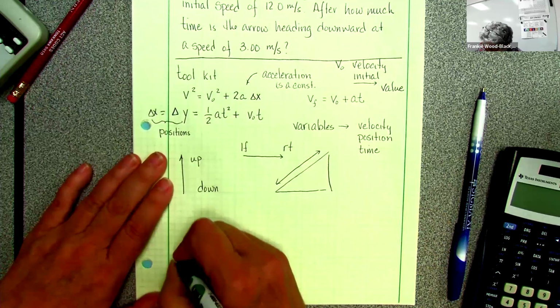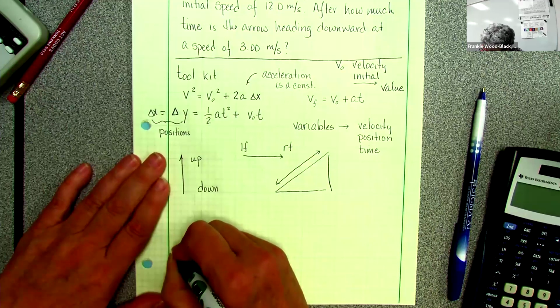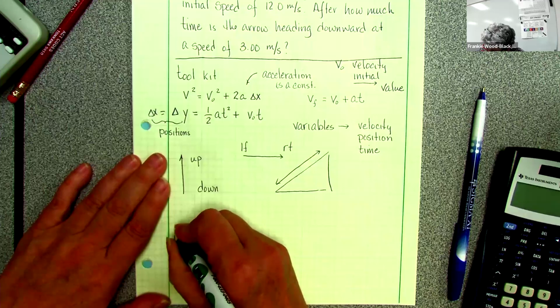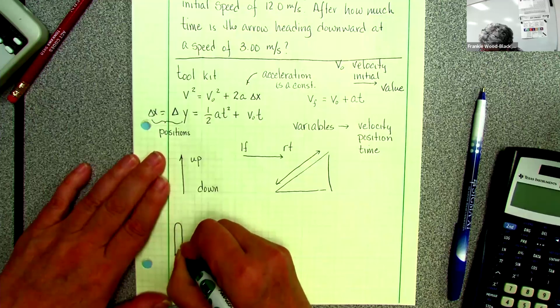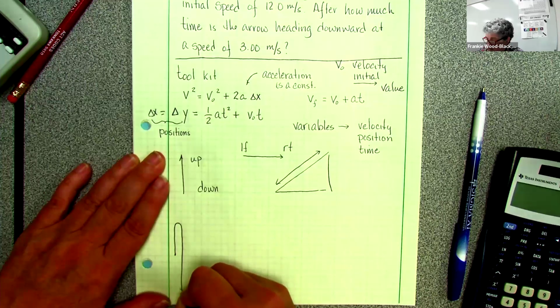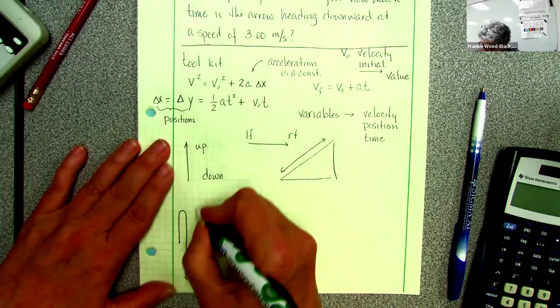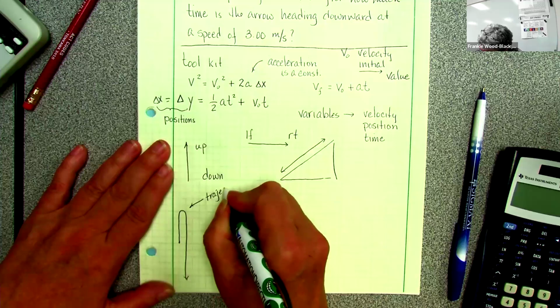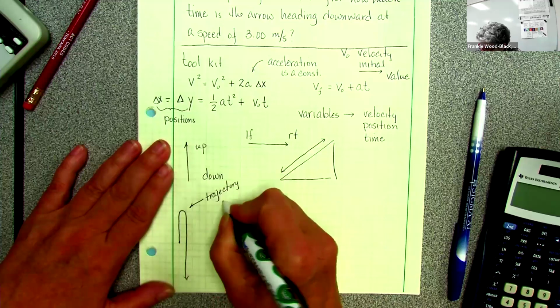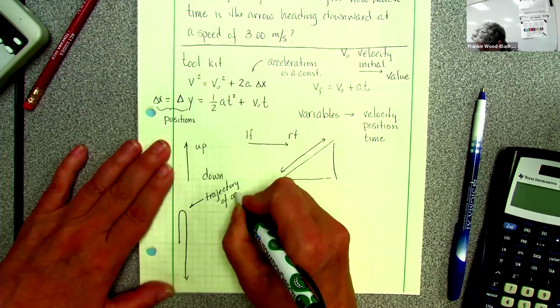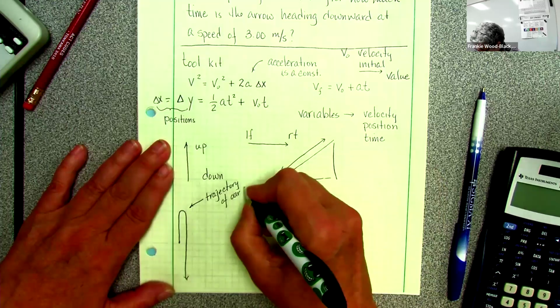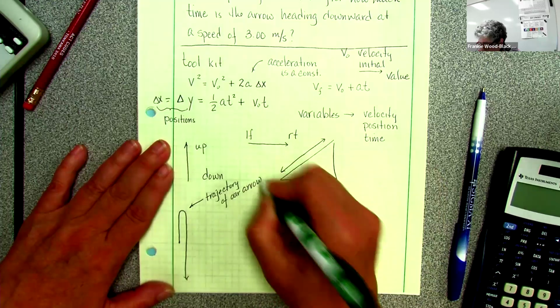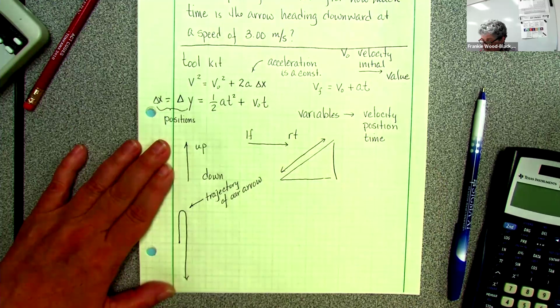So we're going to toss a ball up, and it's going to come back down. And that's what it's going to do. This is the trajectory of our ball. Well, of our arrow in this case. This is an arrow. This is the trajectory of our arrow. So we're going to draw the picture because it's going to help us understand what's going on.